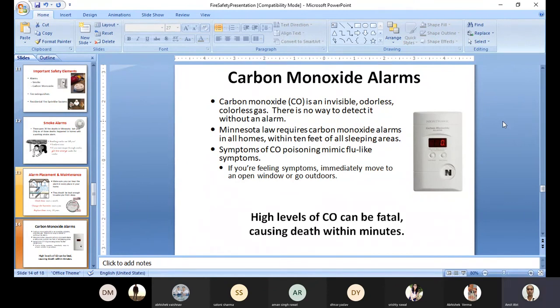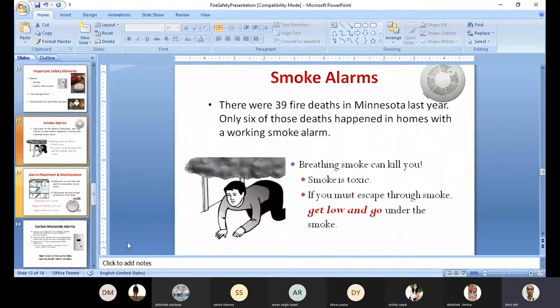We cannot sense it. It is invisible, odorless, and colorless. So we cannot detect that carbon monoxide is there. But when a person inhales carbon monoxide, it combines with the hemoglobin in the blood. It forms a stable compound, carboxyhemoglobin. So inhaling this carbon monoxide is a big hazard. It can cause death within minutes. That is the reason why we have to avoid inhaling the smoke.